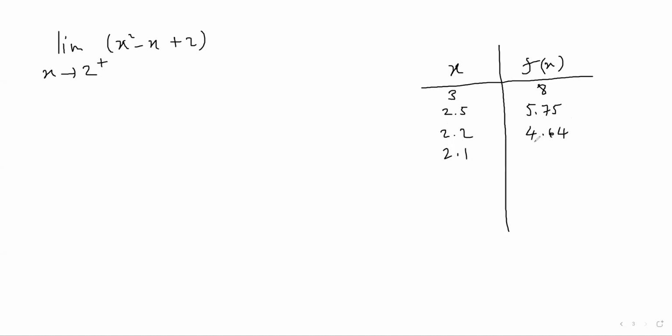We keep getting closer. Let's see what 2.1 gives. It gives 4.31. Okay, we're still not sure, so we keep getting closer. Let's choose 2.05. What does that give? 2.05 gives 4.1525.